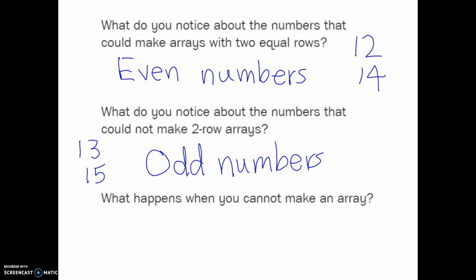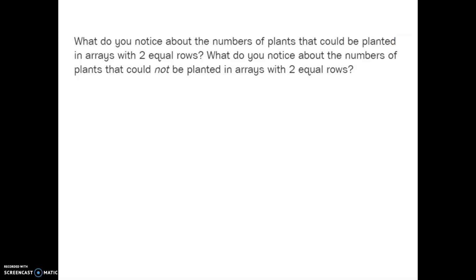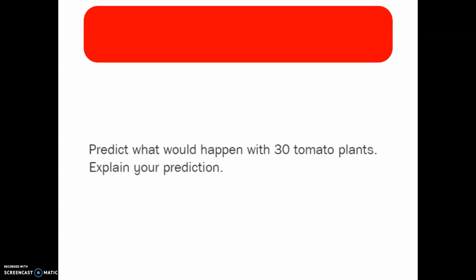Okay. So what happens when you cannot make an array? Well, I can't divide them in half. If I can't make an array, then I cannot make 2 equal rows because they are not even. Moving on to the next page here, and we talked about that, sorry. And that game time. Yay, we get to play a game.